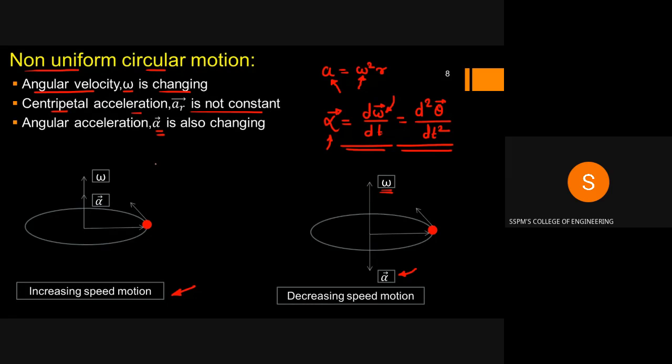So here alpha is positive and here alpha is negative. That means speed is decreasing. So this is about the non-uniform circular motion. Omega is changing, centripetal acceleration is changing, and the angular acceleration is also changing.